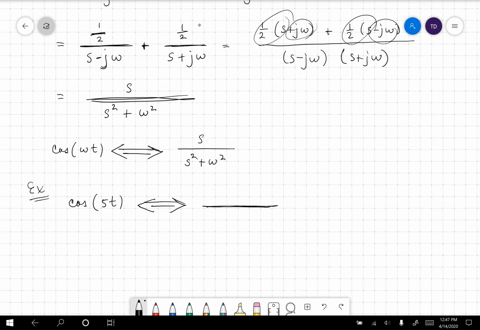S over S squared plus 25. Beautiful, Jack. Indeed. S over S squared plus 25.